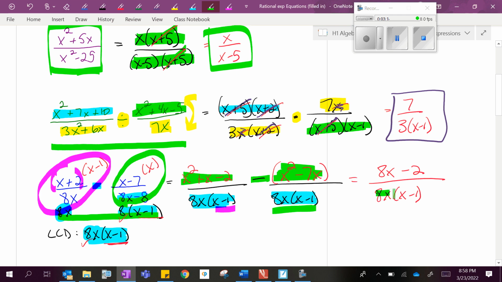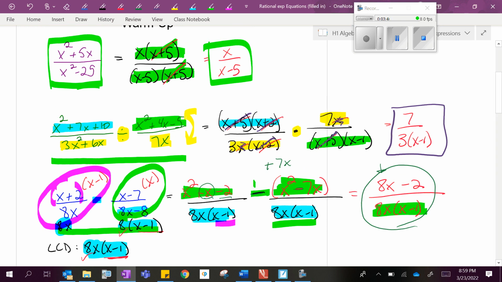So now it's all over the same denominator, and I combine like terms. So my x squared minus x squared cancels. I have 1x minus negative 7 gives me x plus 7x, so it gives me my 8x. And then I have my negative 2. So I get 8x minus 2. Okay, so hopefully this gave you a quick review of the other types of rational expressions we've looked at.